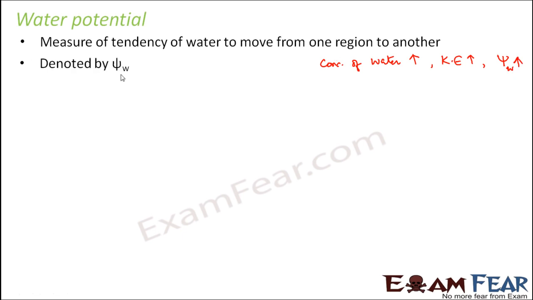Now, water potential is generally denoted by psi W. This subscript W is to denote it is for water. It is expressed in units of pressure. So, for example, if we say that this particular solvent has this much of water potential, it is generally measured in units of pressure like pascals or bar. Some of the higher units like kilopascals are also used.